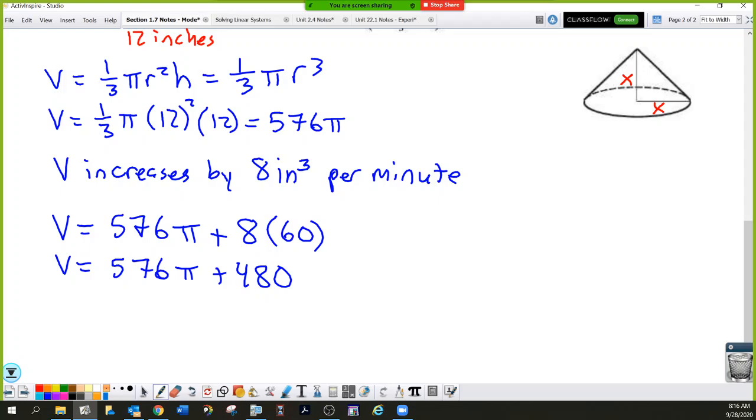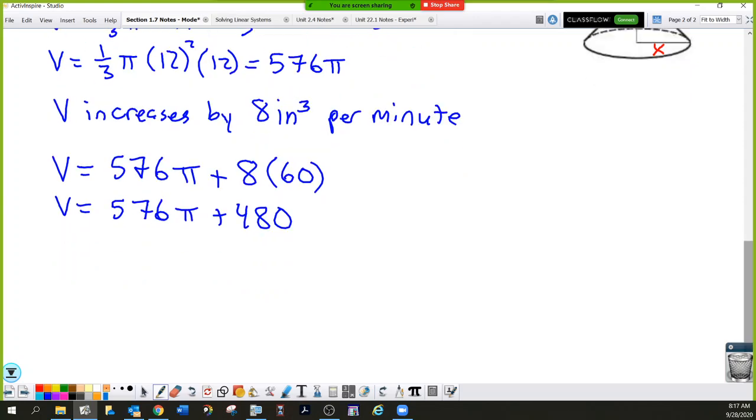And it wants to know how tall it will be. Well, its height is x, right? And like McKinley told us a second ago, the volume is 1/3 pi x cubed. So we know that 576 pi plus 480 is my 1/3 pi x cubed, and that's how I can solve for x. 576 pi plus 480 equals 1/3 pi x cubed.